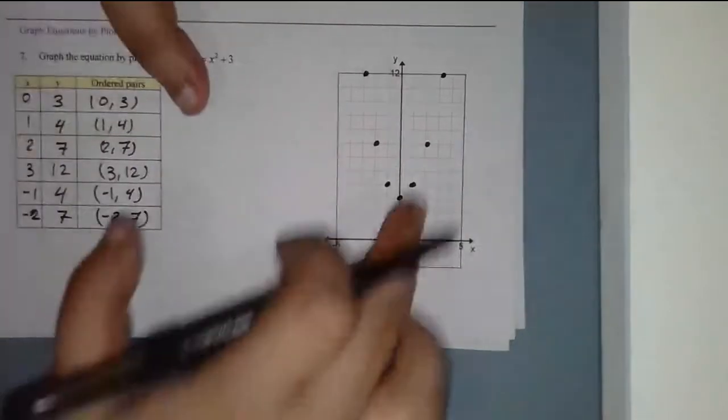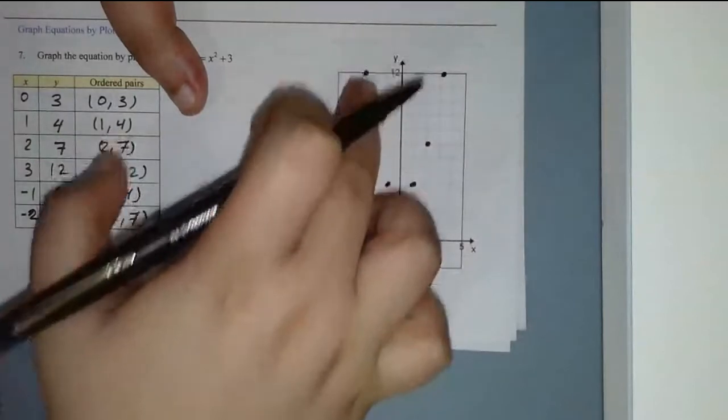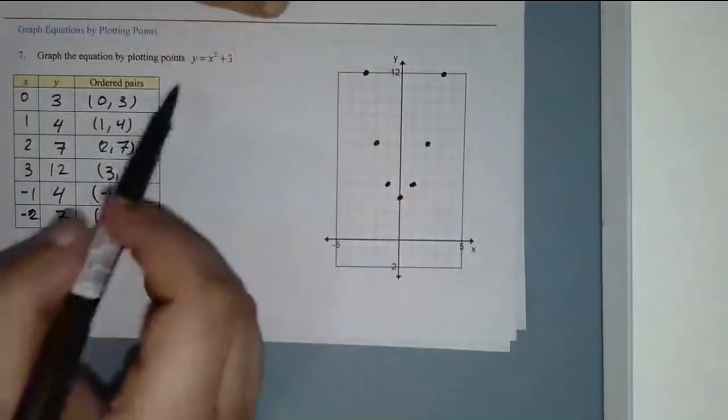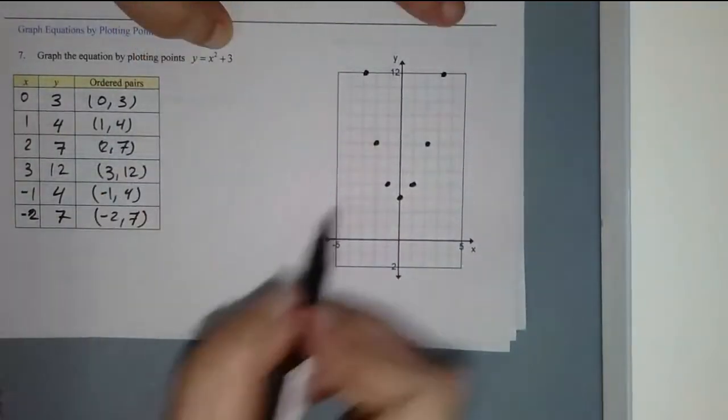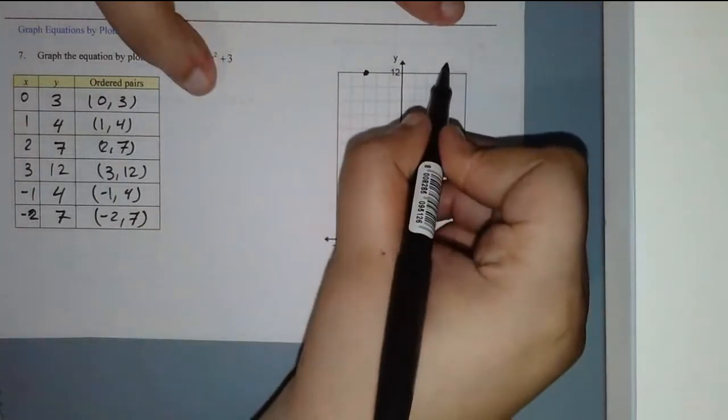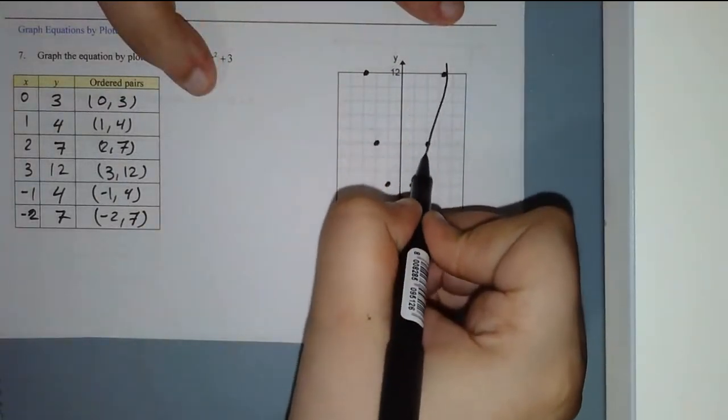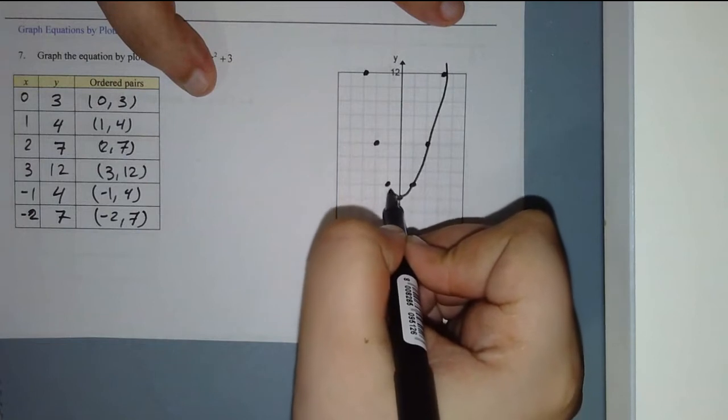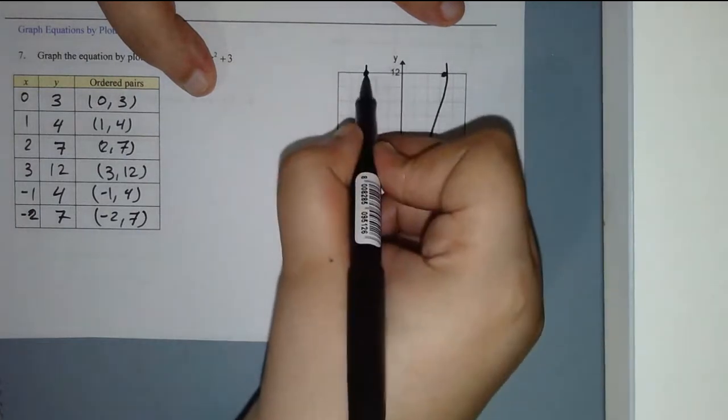Now it looks like a big U, like a bowl, right? That's the parabola. That's the graph of a quadratic. Now let me actually try and graph it, and let's hope it comes out right, because I am horrible at graphing.